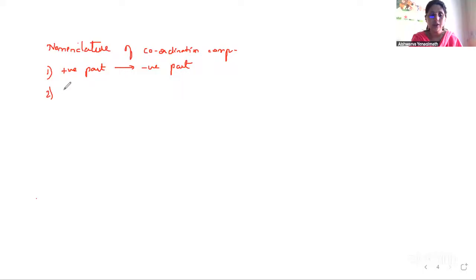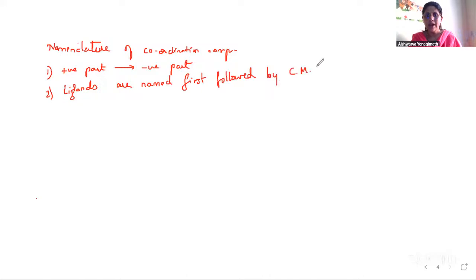While naming the complex ion, first the ligand names are written. Ligands are named first, followed by the central metal atom. And if there are 2, 3, 4 ligands, then you will use the prefixes di, tri, tetra, hexa, like that for the ligands. Now the prefixes bis, tris, etc. are used when it includes a number.